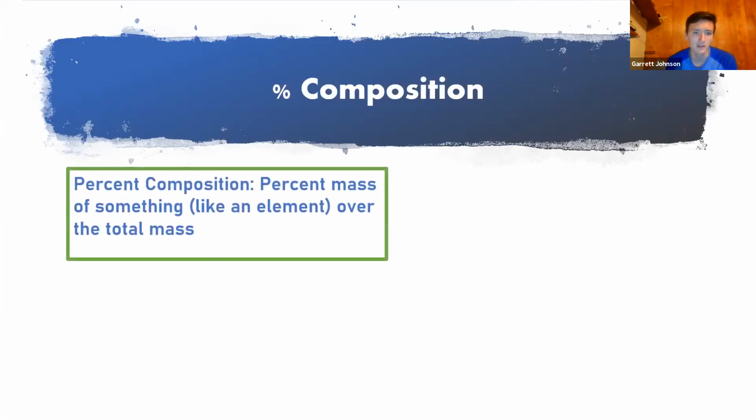So percent composition is percent of mass of something, like an element over the total mass of something. This is the equation that we would use for percent composition. You take the mass of an element, for example, over the mass of a molecule. So if you have water, you want to know the mass of hydrogen inside that water. You take the mass of hydrogen over the total mass of water, times it by 100, and you get your percent composition. Percent composition has to do with mass. That's the important takeaway here.